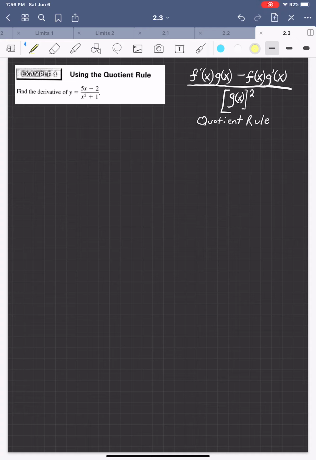So we want to take the derivative of a quotient, right? So we have this fraction here. And the way this works is we let the numerator be f, and we let the denominator be g. Okay? So in this case, you and I agree that f would be 5x minus 2, and g would be x squared plus 1.